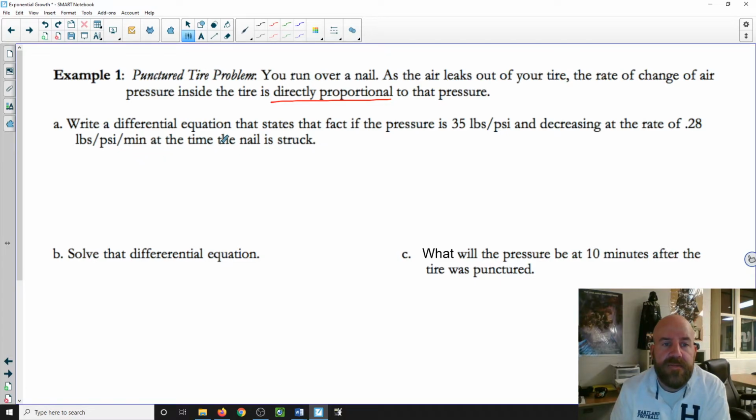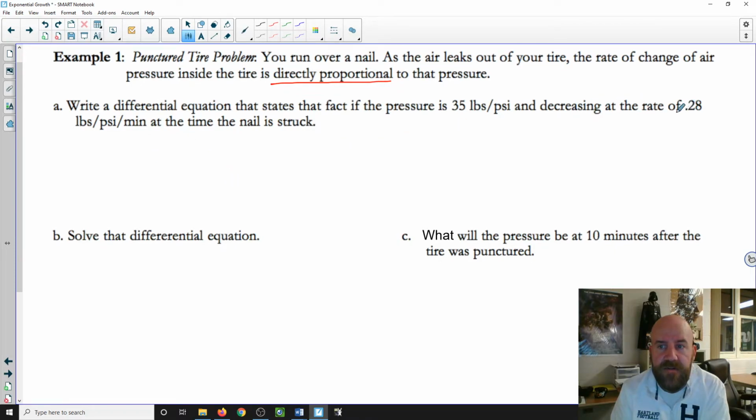So at the time the nail is struck, we have a rate of decreasing. So we have this fact. So this is our rate. So dy over dx is indeed a negative 0.28. Okay, so we know that.